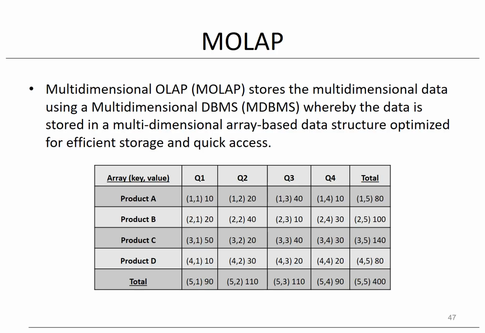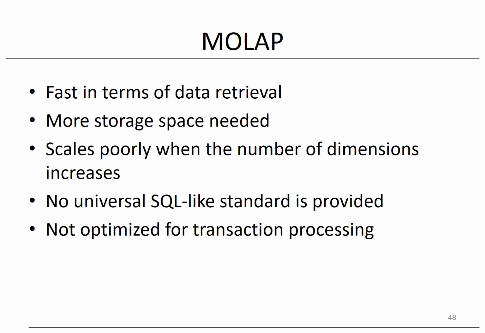A potential problem with this storage approach is that the array may get sparse with many zeros if only a limited number of combinations of dimension values occur. Ideally, an MDBMS should provide facilities for handling these sparse datasets efficiently. Although MOLAP can be fast in terms of data retrieval, it needs more storage to accomplish this. Moreover, it scales poorly when the number of dimensions increases.